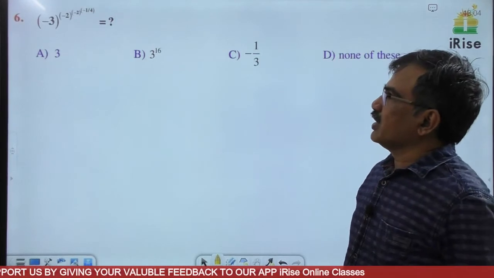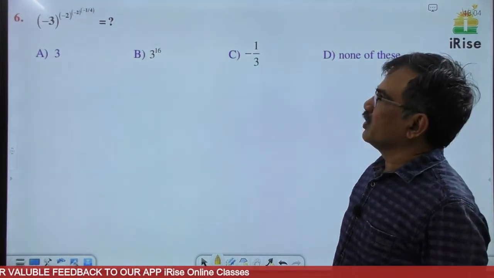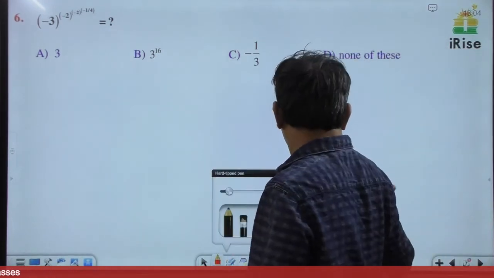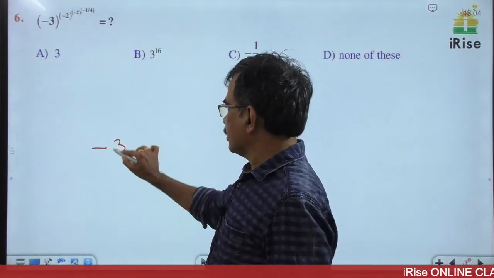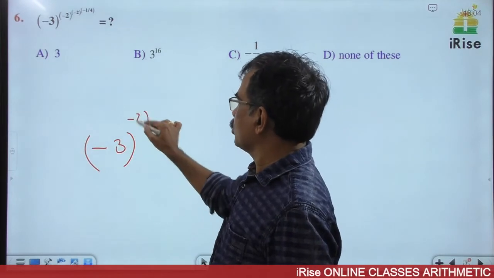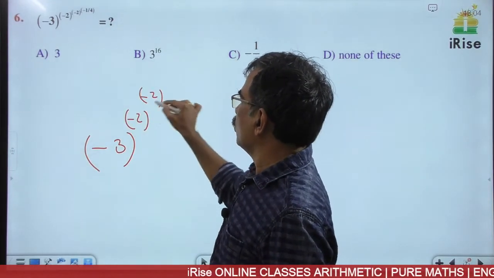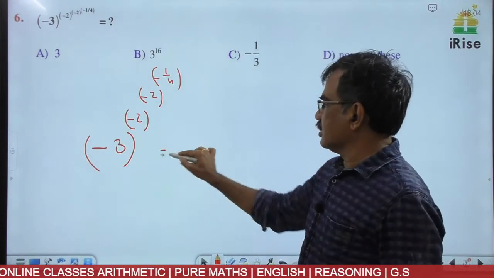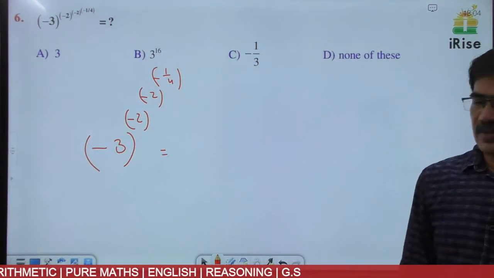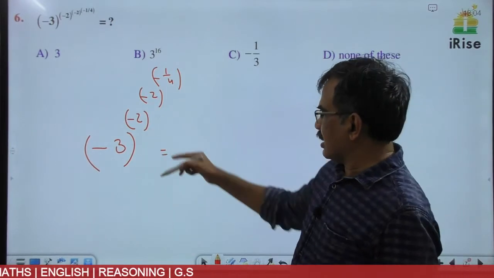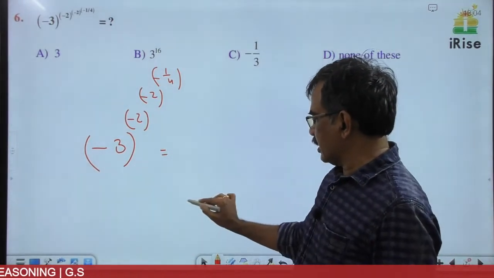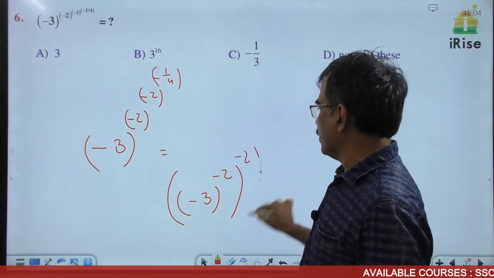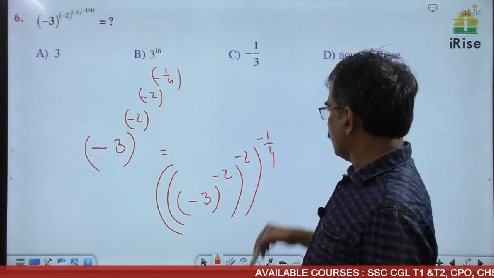Minus 3 power minus 2 power minus 2 power minus 1 by 4 is equal to how much? Here the question is minus 3 power minus 2 power minus 2, whole power minus 1 by 4. Actually this is a very easy question. Here this is not in the form of minus 3 power minus 2 power minus 2 power minus 1 by 4.